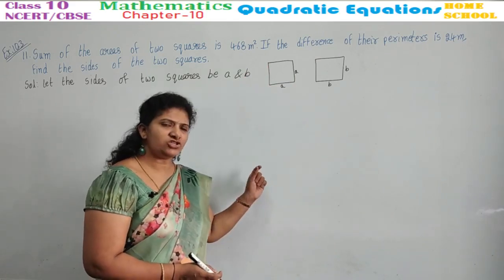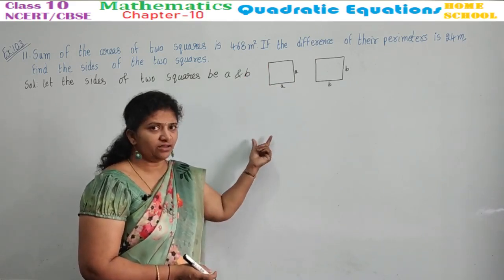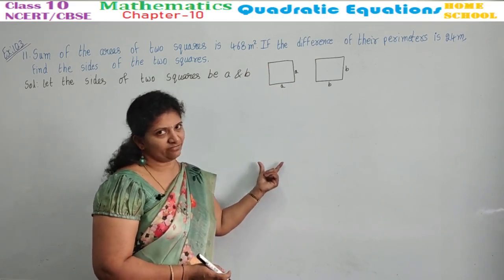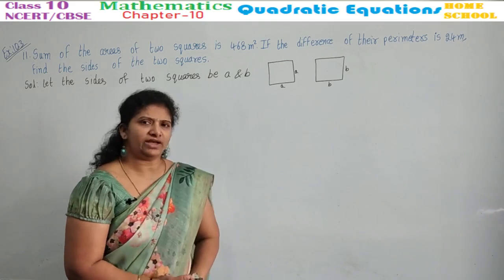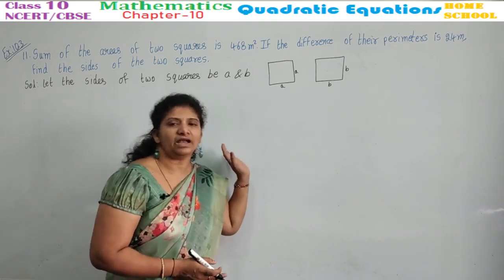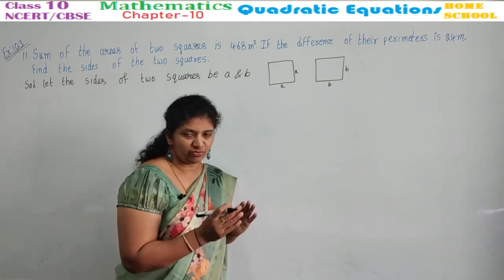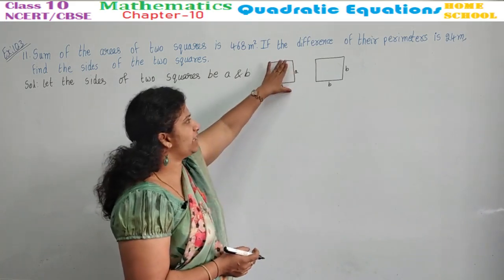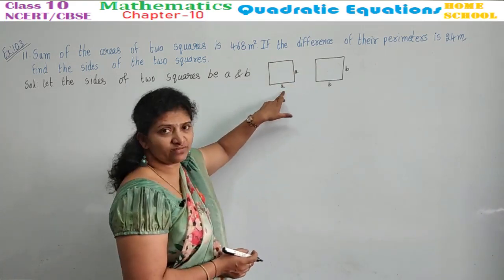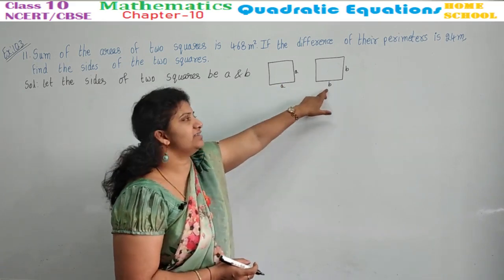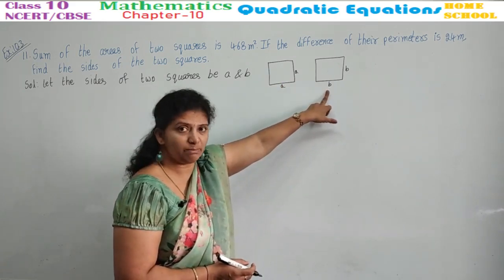What is the perimeter, children? Sum of all sides, right? So we are going to see this carefully. Difference of these perimeters is equal to 24 meters. We start our solution by assuming two squares. Let me take first square and second square. When we take the side of this square as A and the side of this square is B.